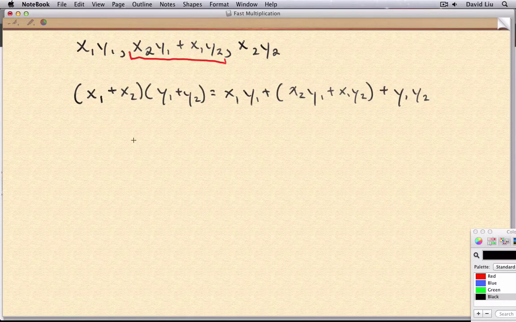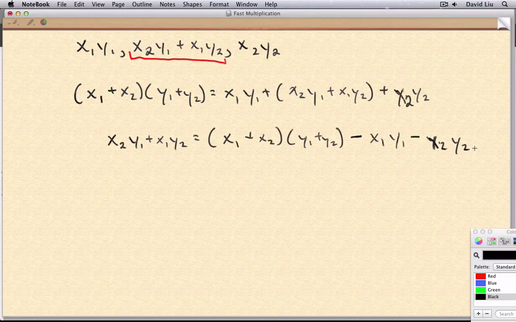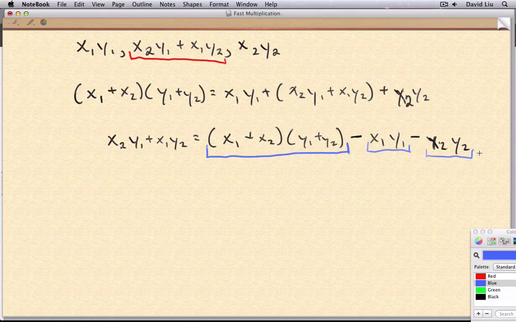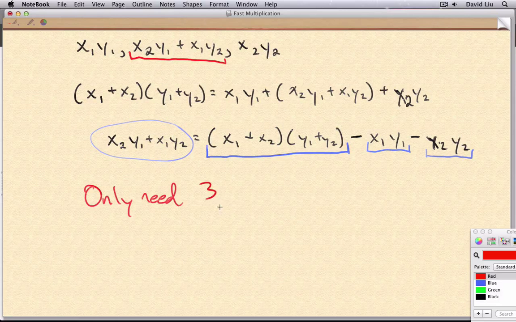So that was just some simple algebra. But what it shows is that if we want this term, we can get it by first computing this, and then subtracting the other 2 products we had to compute anyways. We only need 3 recursive multiplications, not 4.